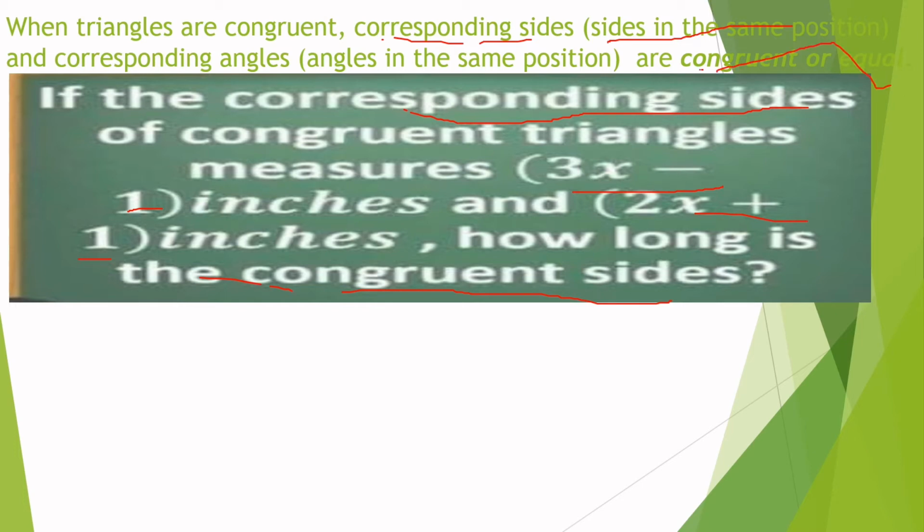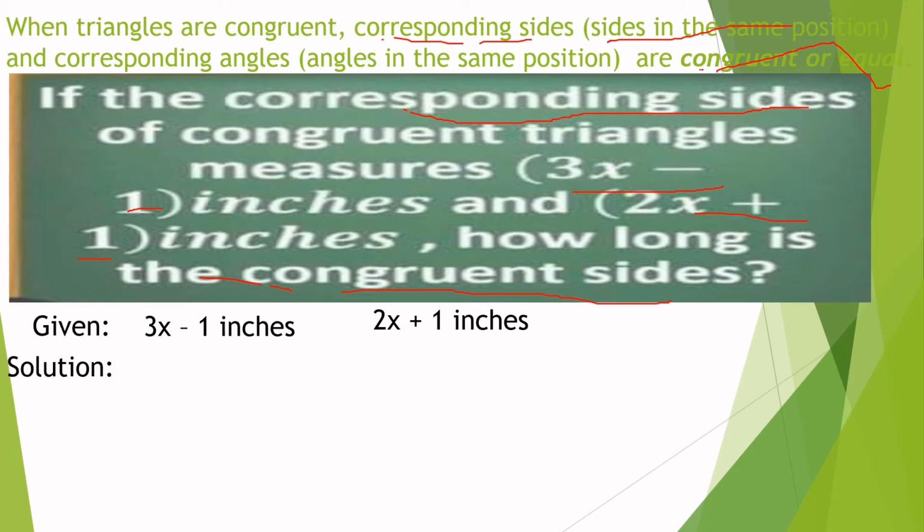So first, we need to find the given. We have 3x minus 1 inches and 2x plus 1 inches. And for our solution, of course, based on the theorem, the corresponding sides are equal or congruent. Therefore, solving for x, we have 3x minus 1 is equal to 2x plus 1, because corresponding sides are equal. Then combine like terms.